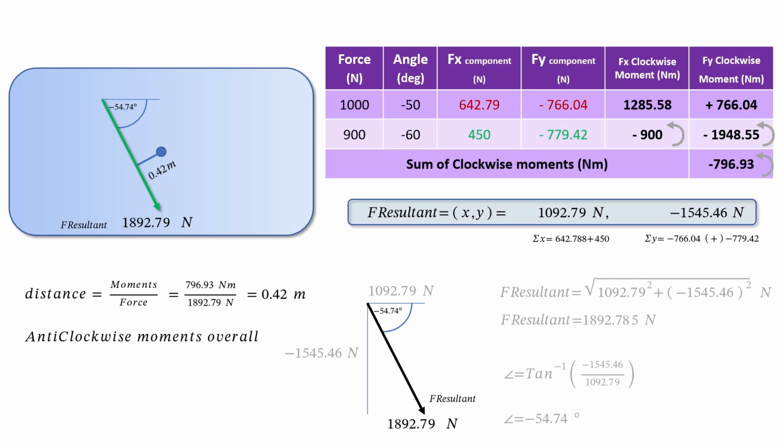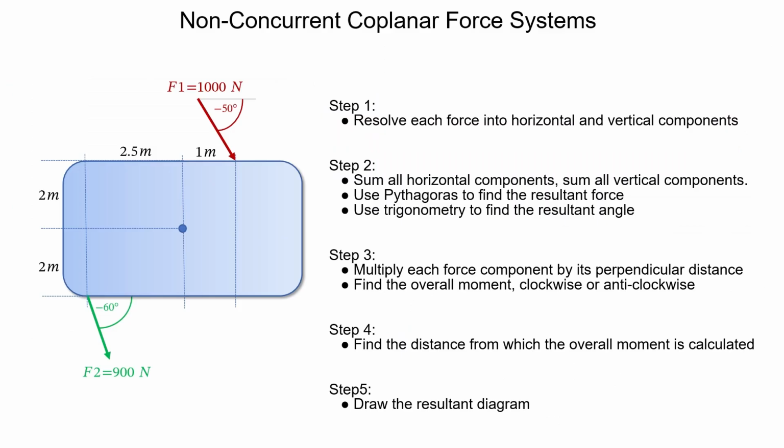So, 1,892.79 newtons at a distance of 0.42 meters at an angle of about minus 55 degrees. It has to live here, because if we placed it where this red line was, it would cause an overall clockwise moment. And our sum of moments is minus, so that means it's anti-clockwise. Always the same method, so good luck working out your questions.